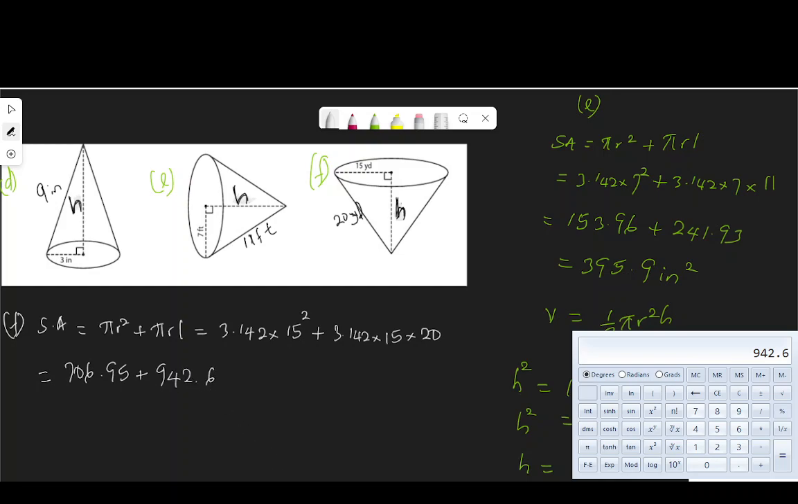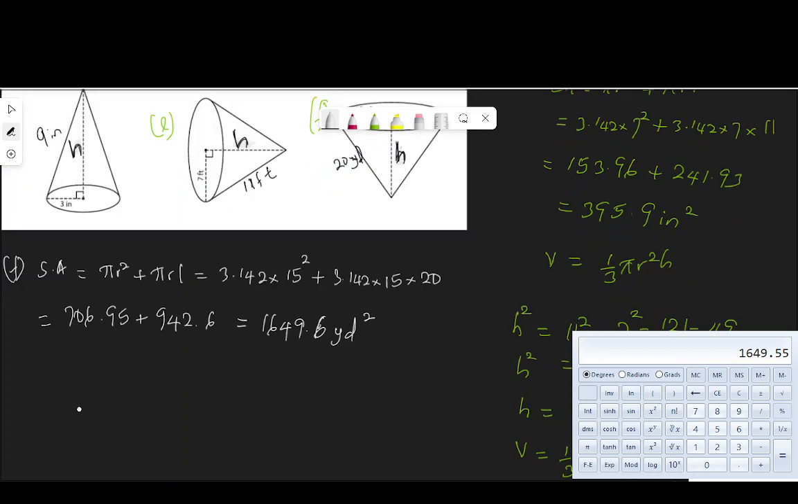942.6. Let's add up the numbers. Plus 706.95 equal to 1649.6, approximately. 1649.6 yard square is the surface area of this cone.